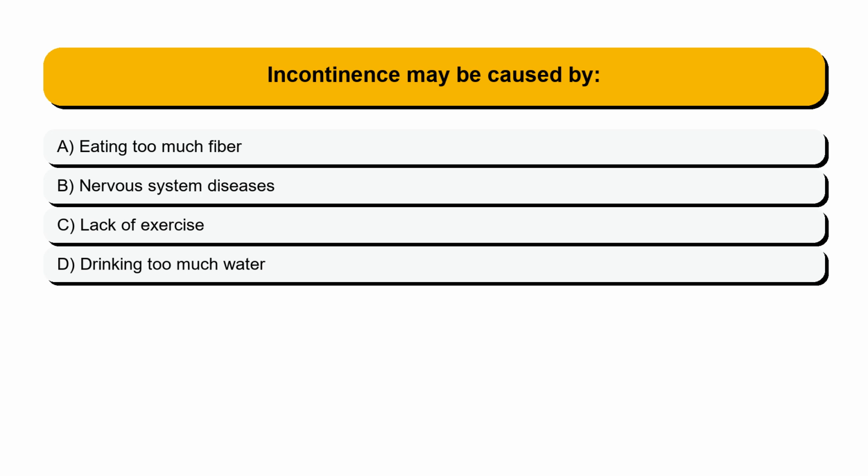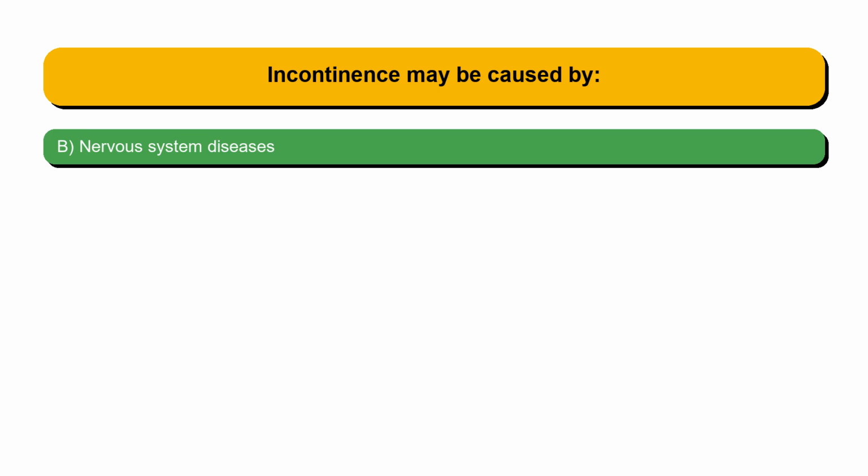Question 92. Incontinence may be caused by Option A eating too much fiber. Option B nervous system diseases. Option C lack of exercise. Option D drinking too much water. The correct answer is option B.